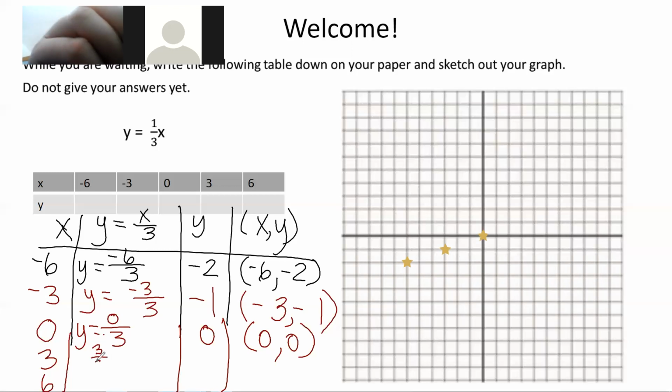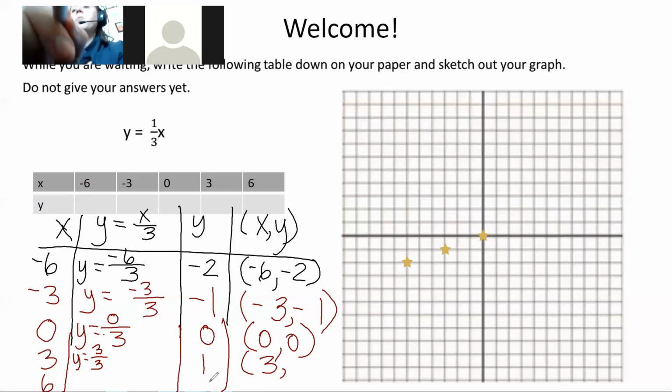So 3 divided by 3. Now we're plugging in the next point. What's 3 divided by 3? And technically we could be done. We could just draw in our line and be good, but we'll just finish. We'll be good little students. What's 3 divided by 3? What would my y value be? 1. That's right. Very good. So we would have 3, 1.